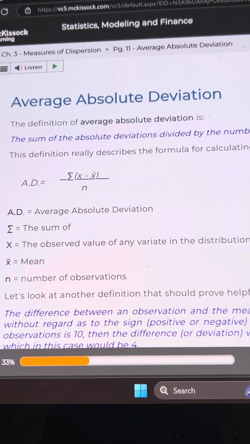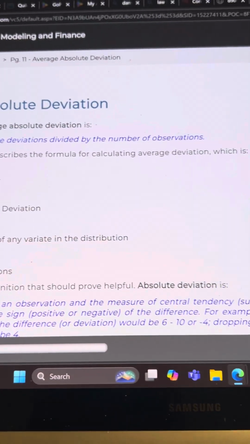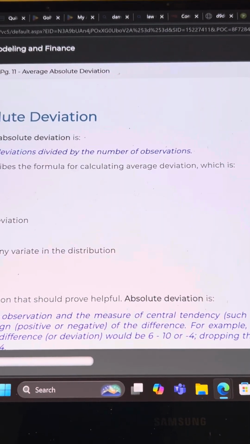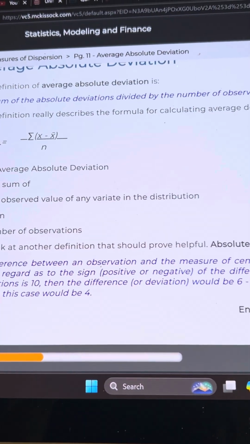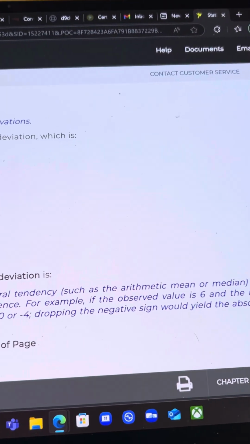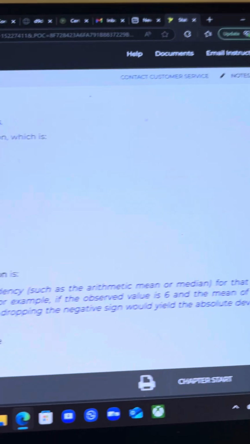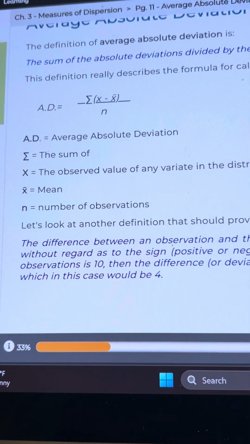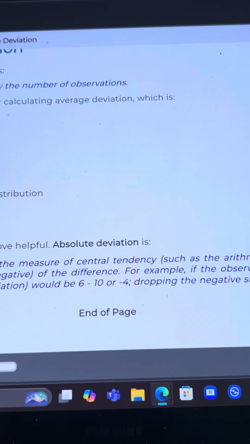Let's look at another definition that should prove helpful. Absolute deviation is the difference between an observation and the measure of central tendency, such as the arithmetic mean or median for that array, without regard as to the sign, positive or negative, of the difference.